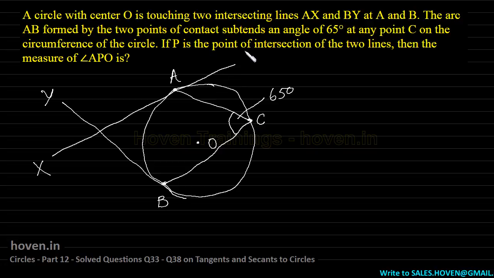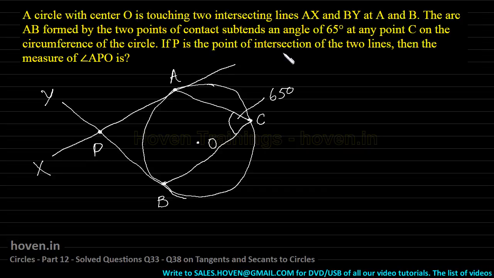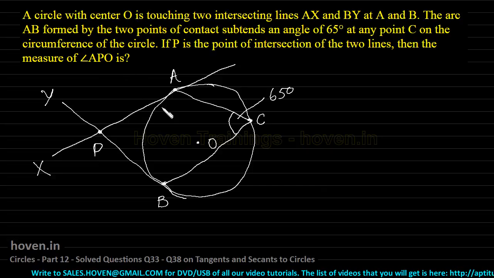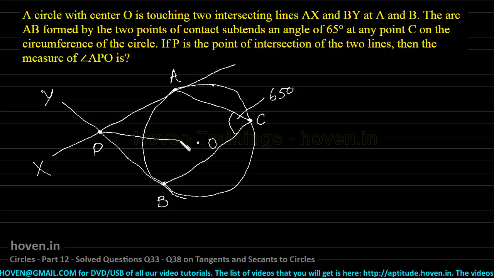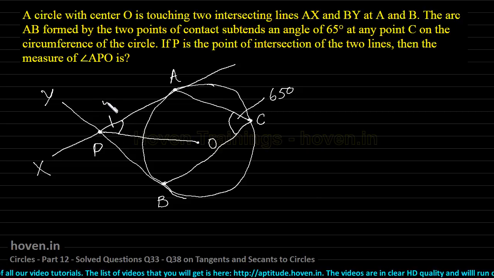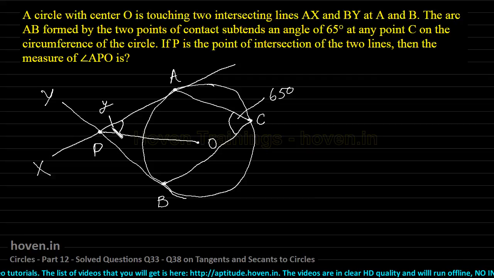If P is the point of intersection of the two lines, this point, let us call it P, then the measure of angle APO is what? APO means we have to join P and O, and this is the angle called Y that we have to find out.